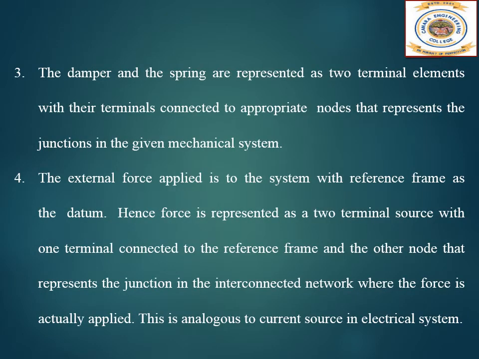The damper and the spring are represented as two-terminal elements with their terminals connected to appropriate nodes that represent the junctions in the given mechanical system. Then the external force is applied to the system with the reference frame as the datum. Hence, force is represented as a two-terminal source with one terminal connected to the reference frame and the other to the node that represents the junction in the interconnected network where the force is actually applied. This is analogous to a current source in an electrical system.